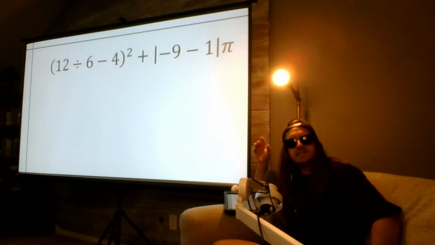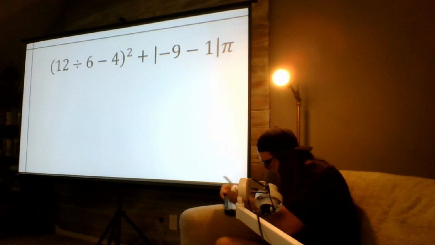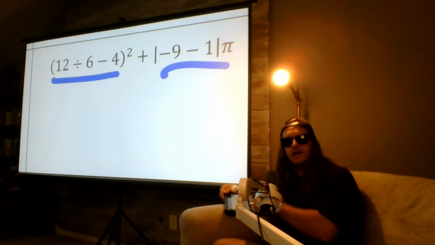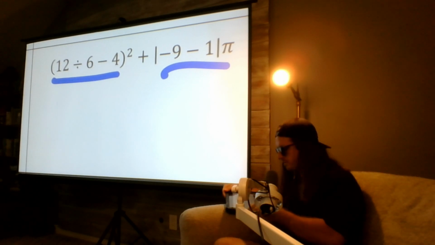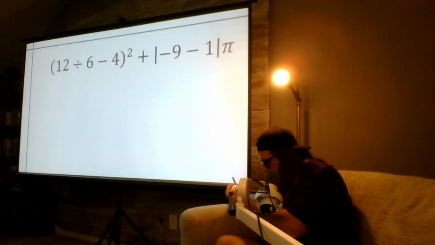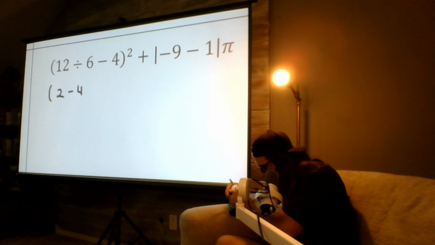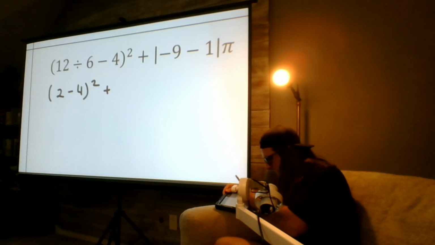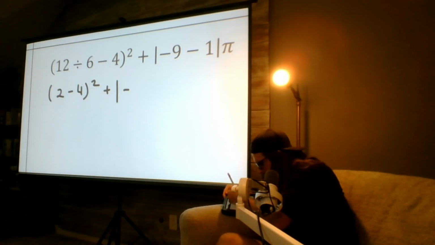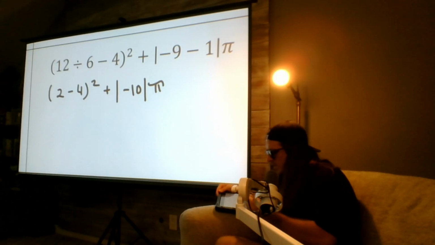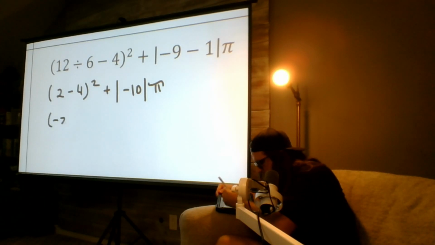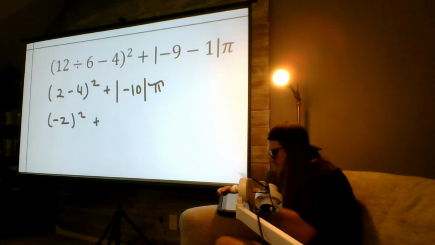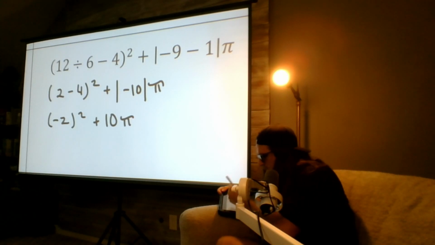All right, here we go. Last one here. We've got 3 things going on in the parentheses, and then we also have another absolute value that is to be treated as having parentheses. So 12 divided by 6 is 2, plus -9 minus 1 is -10. 2 minus 4 is -2. And the absolute value of -10 is +10. So this last piece just becomes 10 pi.